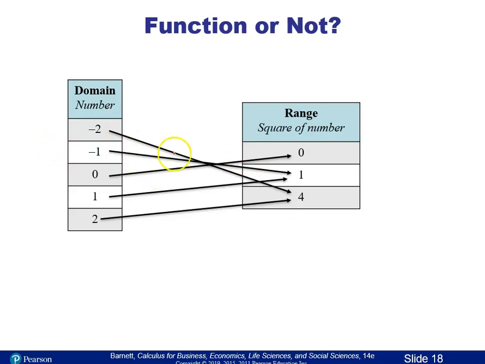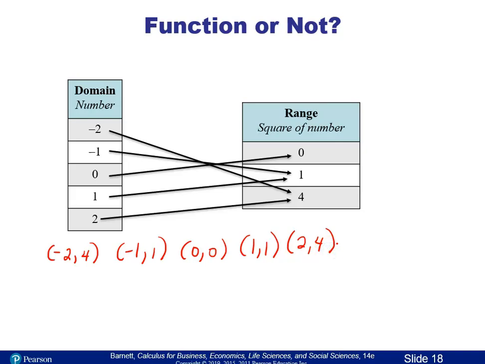Okay, if we look at one like this, it's all kind of crisscrossed up. So again, I think writing it as ordered pairs simplifies this. -2 goes to 4, -1 goes to 1, 0 goes to 0, 1 goes to 1, and 2 goes to 4. So even though there are two x coordinates going to the same y coordinate, that's okay. We just can't have a repetition of any of the x's, and all of our x's are different here. So this would, in fact, be a function.